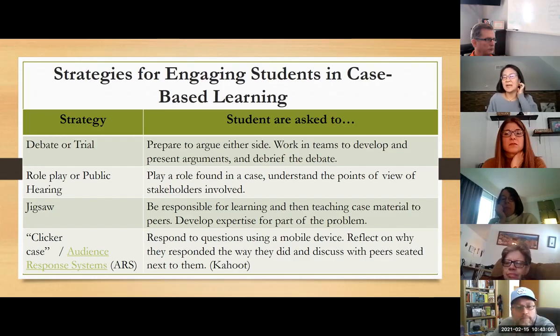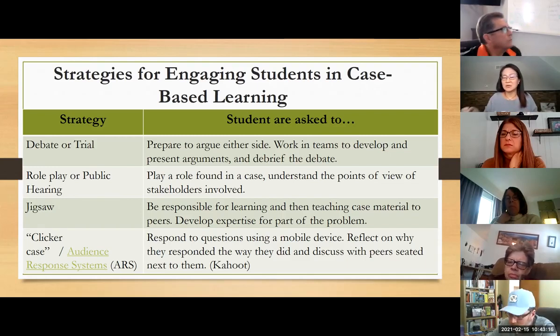So for example, for the debate or trial, I assign them a case and let the students debate for the result. For example, one of the cases is about globalization as a double-edged sword. So I would divide the class into different groups, breakout rooms, and in each room there will be two sides. One side argues that globalization is good. The other side argues that globalization is really not that good.